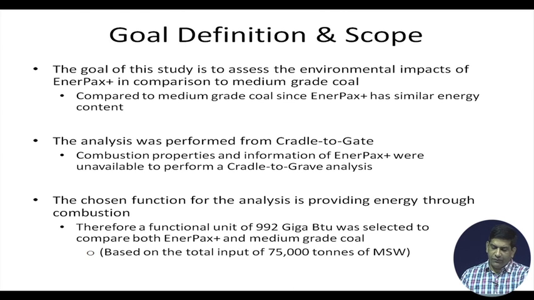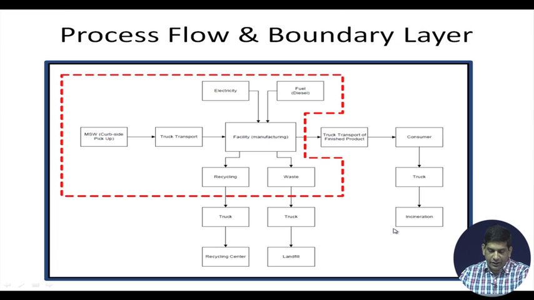The chosen function for analysis is providing energy, isn't it? In both cases we are providing energy through combustion. Therefore, a functional unit of 992 giga BTU was selected, because that gives a total input of around 75 tons of MSW. So out of 75 tons of MSW, we will get around 992 giga BTU. That's what was chosen to compare both NRPAX as well as the medium grade coal.